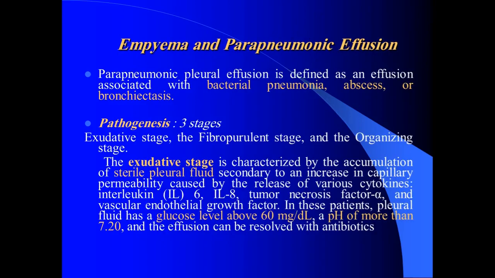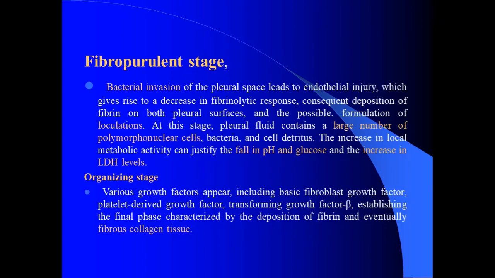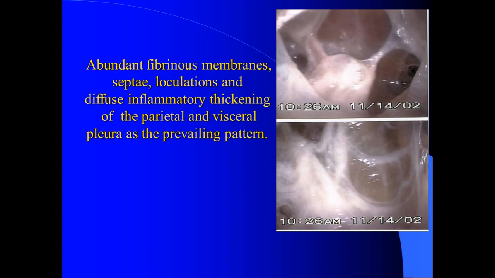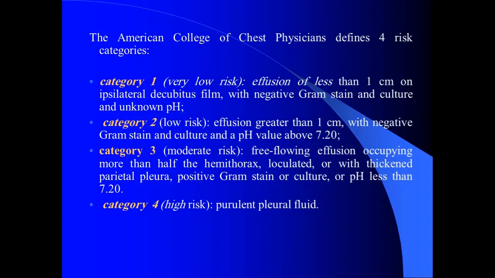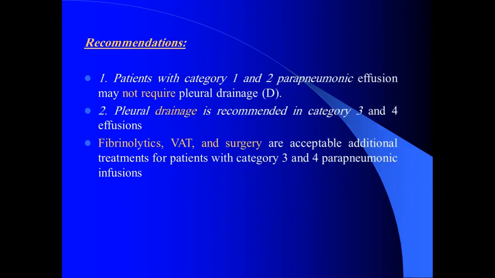There are three stages in the pathophysiology and pathogenesis of empyema: the exudative stage, followed by bacterial invasion, and the organizing stage. This shows abundant fibrinous membrane, loculation, multiloculation, and septation, with thickening of the parietal and visceral pleura. Patients with category 1 and category 2 paraneumonic effusion may not require pleural drainage; a simple pleural effusion just needs antibiotics. But if the patient has a complicated paraneumonic effusion, you need to drain in addition to the antibiotics, and also in the case of empyema.